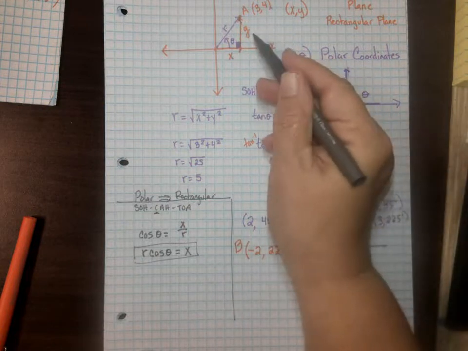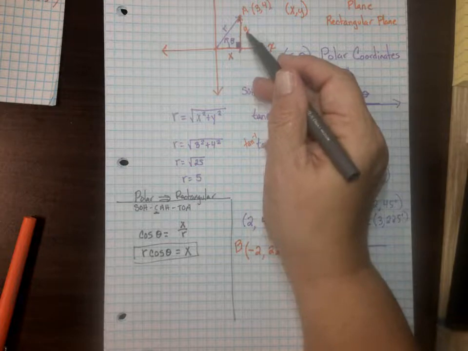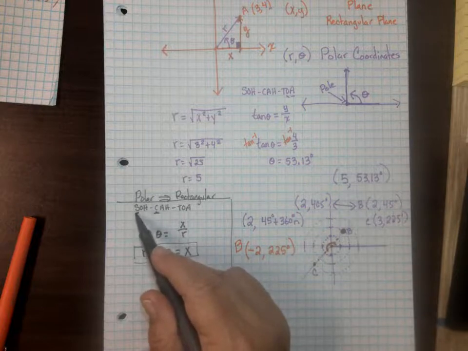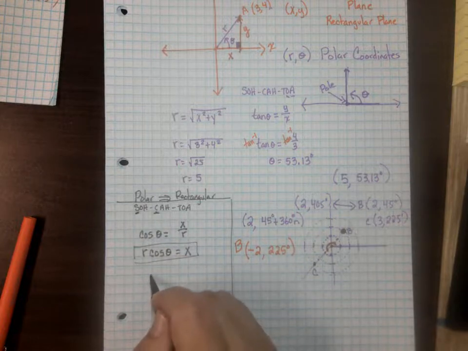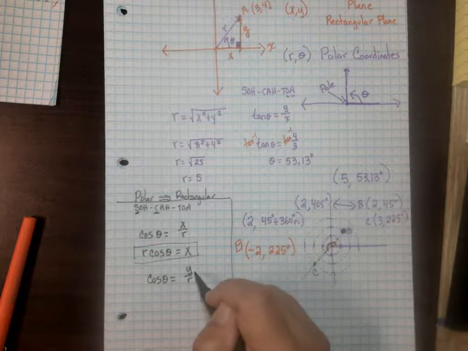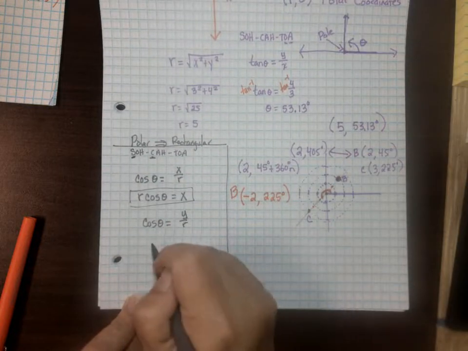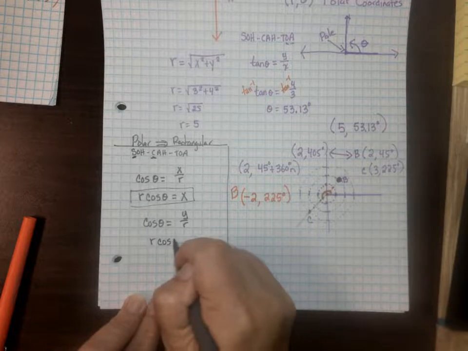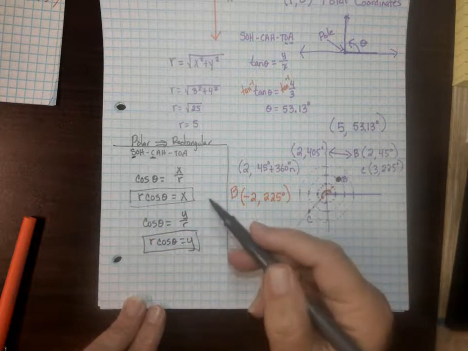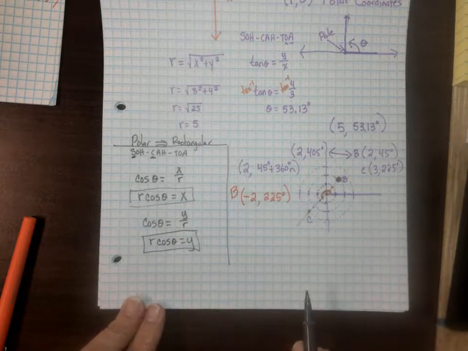All right, how am I going to find the y value? Well, again, right triangle trig, here's theta, y is opposite. So opposite over hypotenuse, opposite and hypotenuse, that's your sine function. So sine theta equals y over r, opposite over hypotenuse. So then simply multiply by r, and r sine theta is y. So that's how you take a polar coordinate and change it back into rectangular.